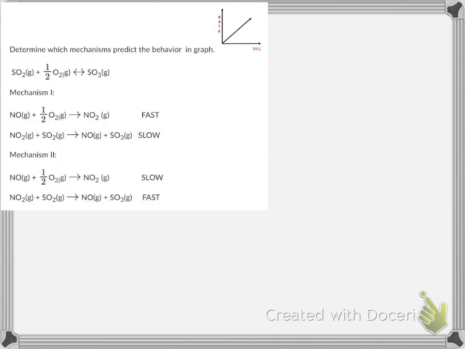All right, so now we're going to get into several examples of how we assign rate laws, knowing something about the fast-slow steps. Right, so let's take a look at first the data given. So we're told that the rate law is first order in SO2 because it has a linear relationship of the rate versus concentration.